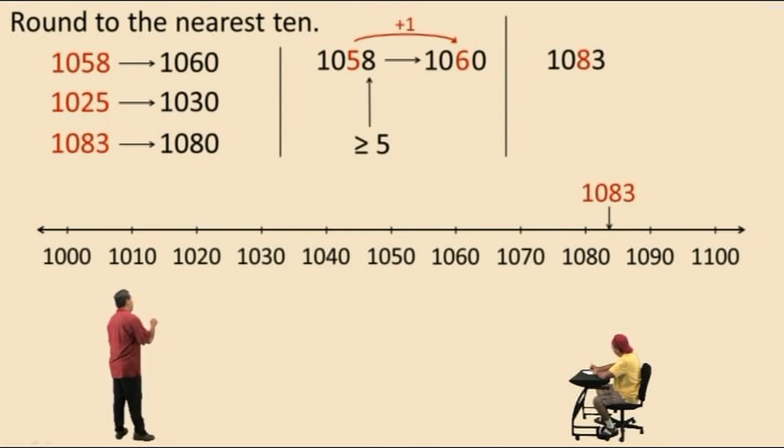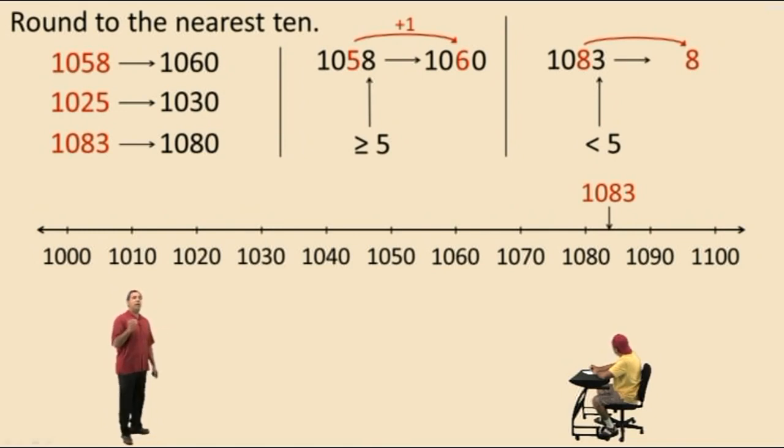The 8 is in the tens place, so we look to the next digit to the right, and that digit is less than 5. So in this case, our digit in the place value we are rounding to remains unchanged, right? So we write it as an 8, we bring the numbers in front, and we replace the numbers to the right with 0, and there it is, 1080.